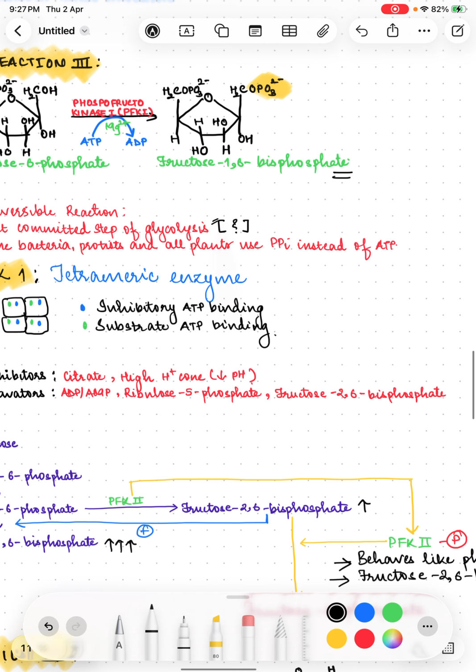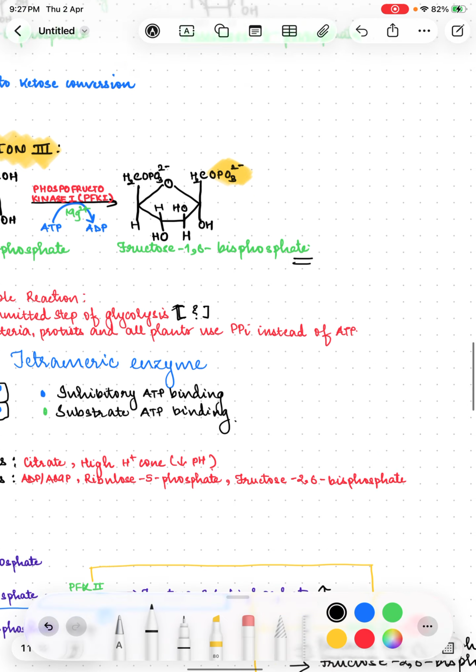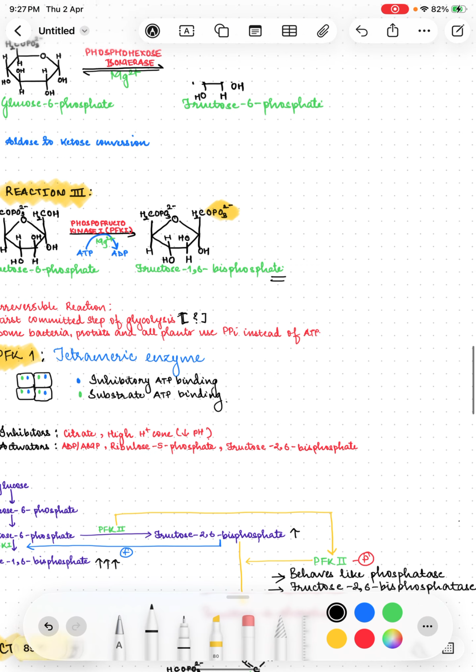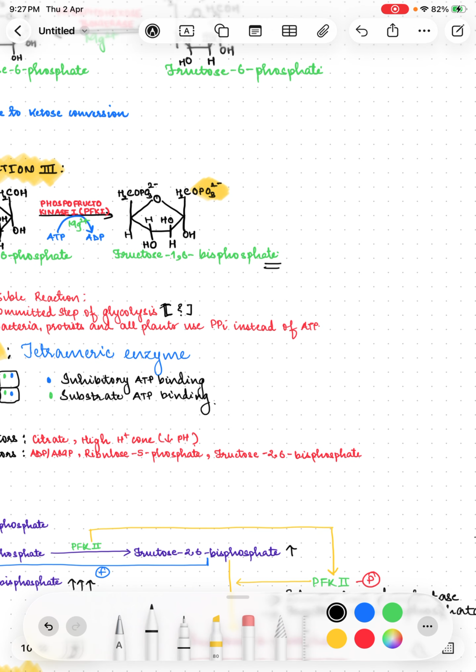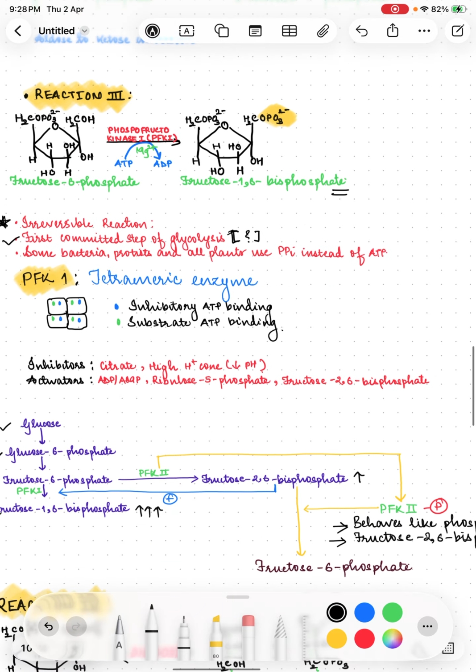Why so? The glucose 6 phosphate and fructose 6 phosphate, which are synthesized during earlier reactions, can also enter other metabolic pathways. But once fructose 1,6 bisphosphate is synthesized, it is confirmed that glycolysis will occur.